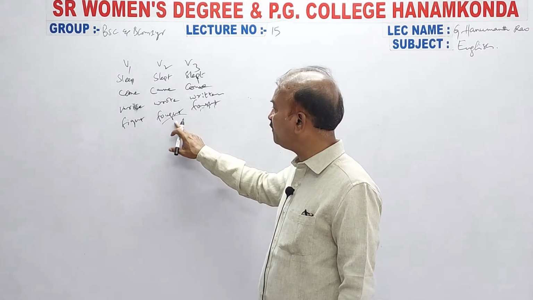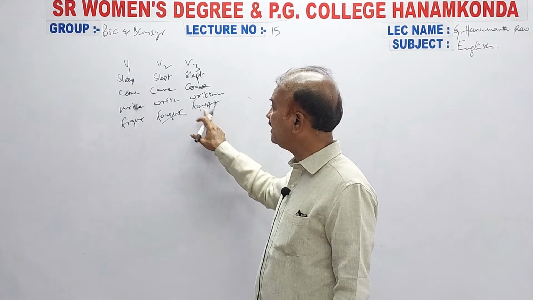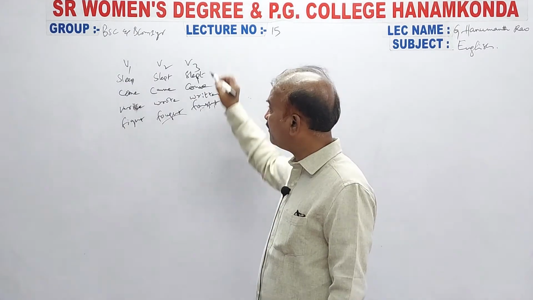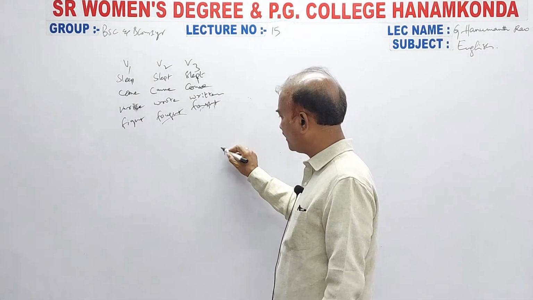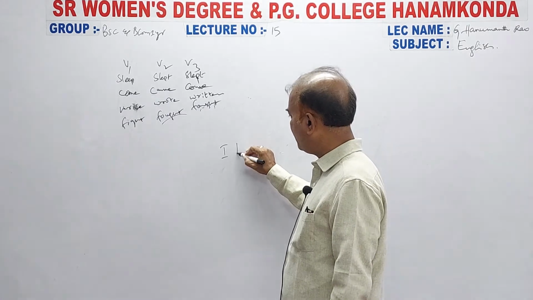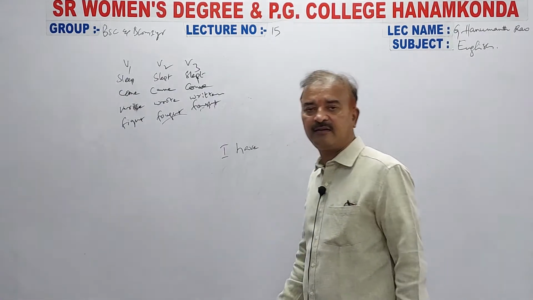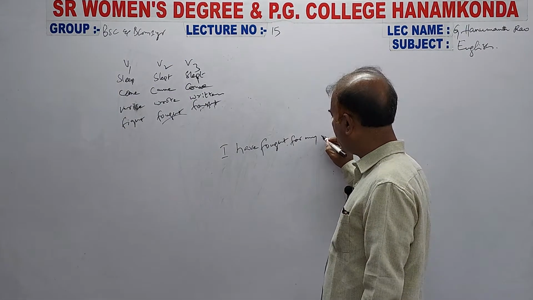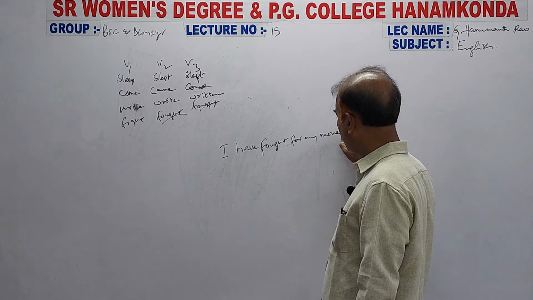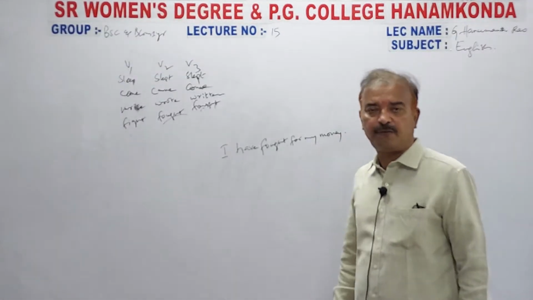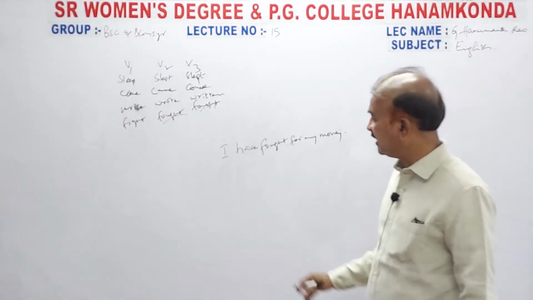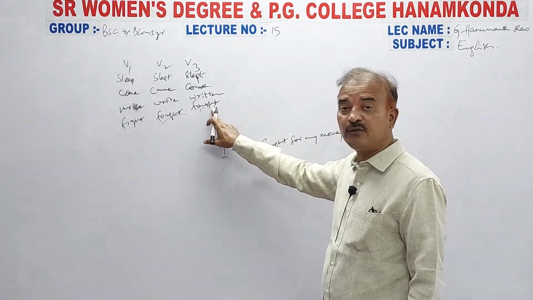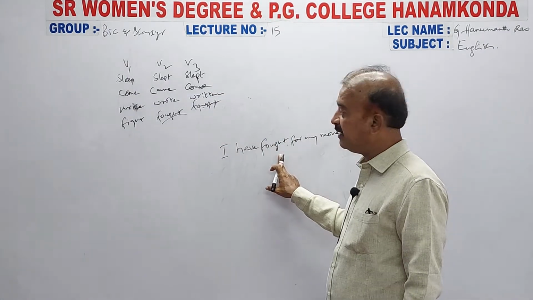Now you might get it out. Fought and fought, they both appear the same, right? Slept and slept, they both appear the same. When should we use this? How should we use this? Check this one, V3. For example, okay, I have fought for my money. I have fought for my money. Now check this one. Fought. I have taken this thing from this one, F-O-U-G-H-T, fought.